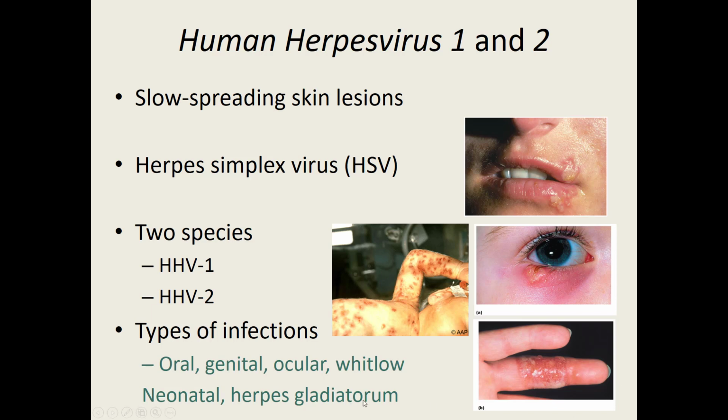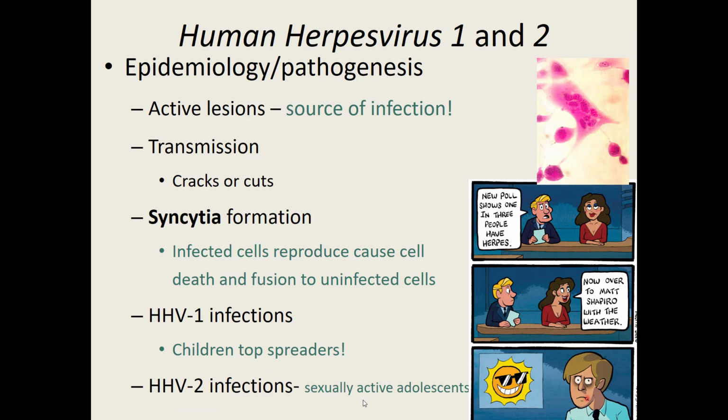Now, the epidemiology, kind of how it's spreading, yes, is through those active lesions. That's the main source of infection. However, if you have the human herpes virus 2, asymptomatic carriers can still spread it through sex. So you may not know you have it, you may not have active lesions, but it can still spread. Really it's getting in from one open wound into another open wound, any type of crack, any type of cut.